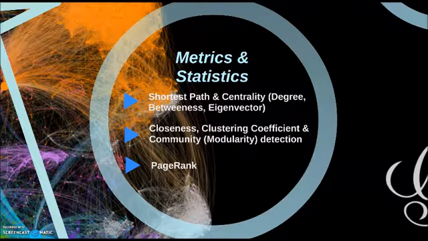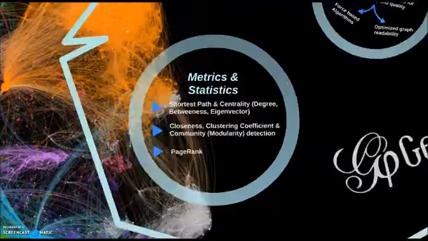A high centrality measure normally means that a node has large influence on the transfer of items or beliefs through the network. Closeness, clustering coefficients, and community detection are a measure of the degree to which nodes in a graph tend to cluster together. Furthermore, there's the PageRank algorithm, an iterative algorithm that measures the importance of each node within the network.